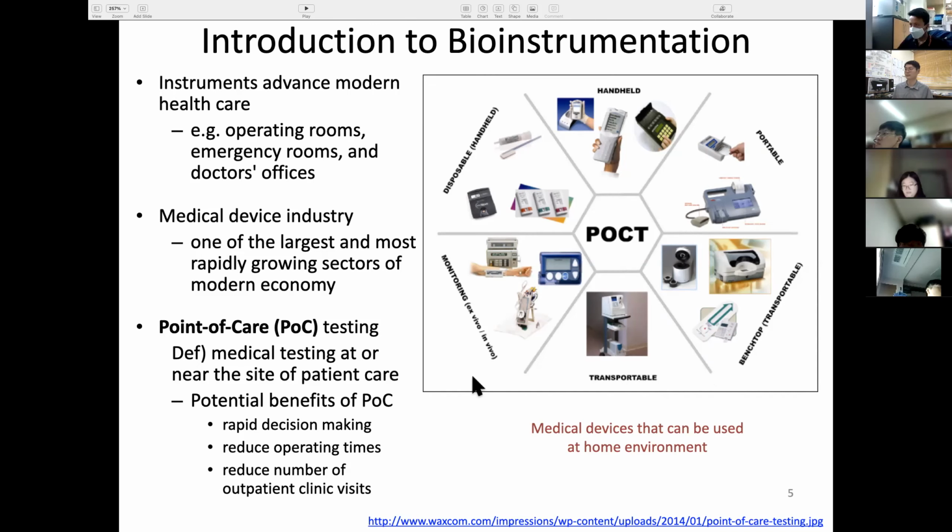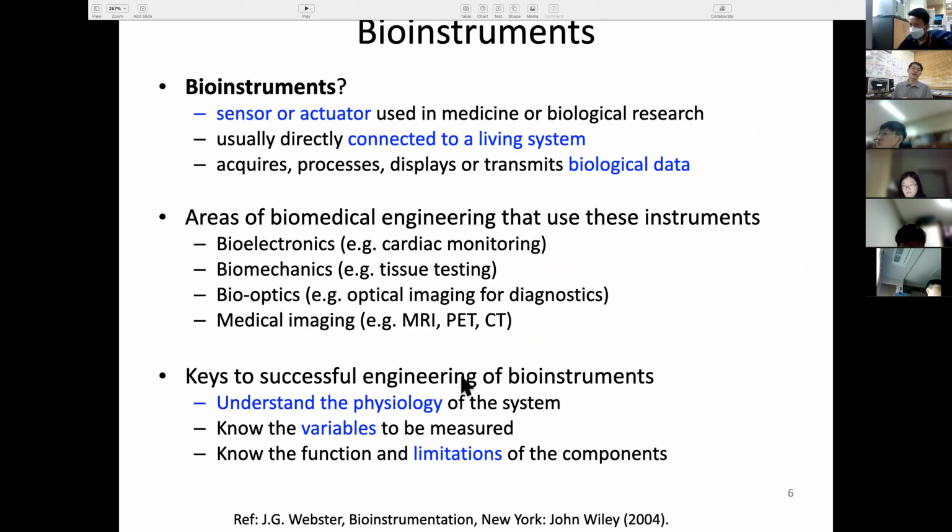So that has been a big change. So this requires us to understand about these bioinstruments. So what are bioinstruments? Bioinstruments are sensors or actuators that are used in medicine or biological research.